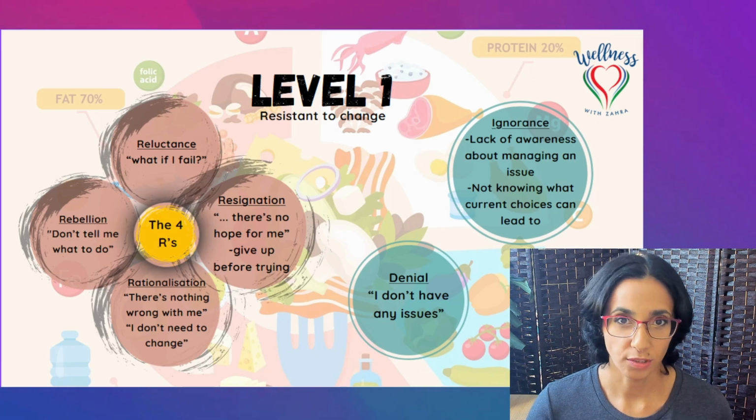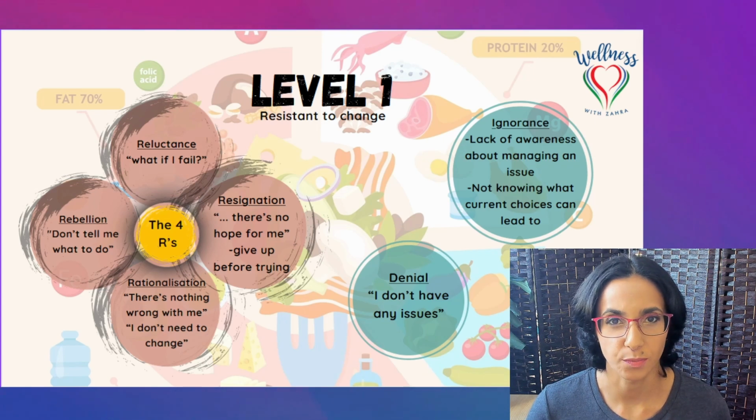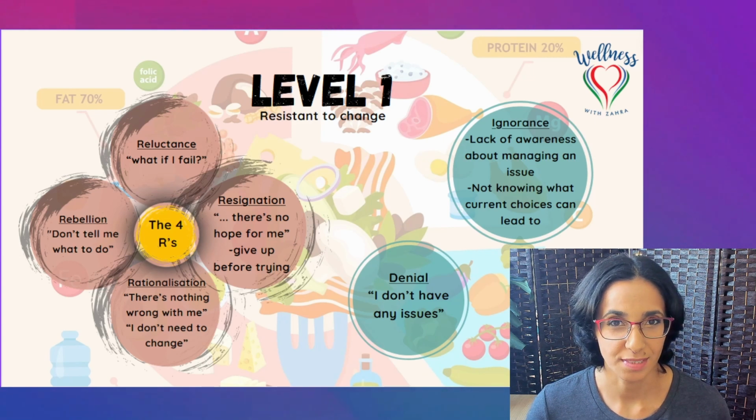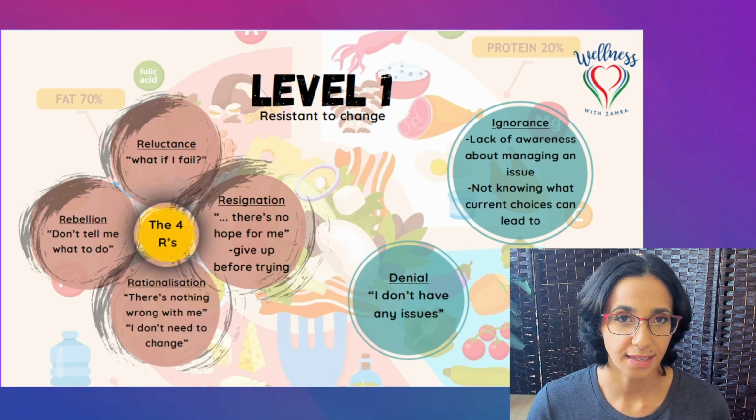For example, on this slide, as you can see, the 4 R's, we have all these barriers within us that are stopping us from realizing that change is possible for us. Maybe we don't know that making that change is going to result in a positive outcome for us. Maybe we don't even realize that a change is possible for us. There is also a little voice inside of us sometimes that tells you, don't tell me what to do, and just wants to rebel. That can also be a barrier to change.